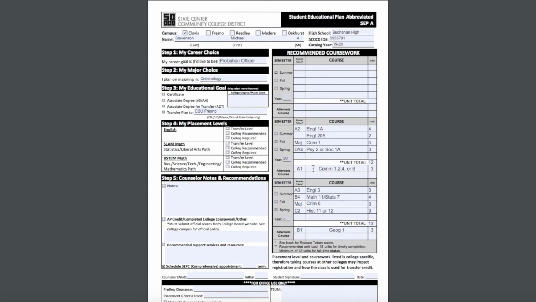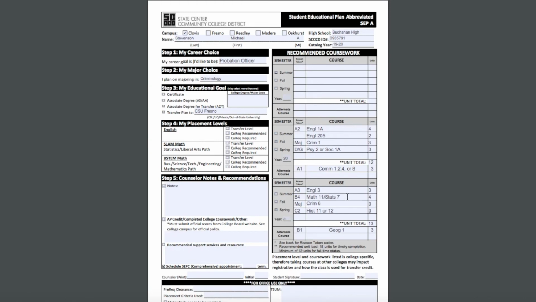And right below that, we see an alternative course, and it says Communication 1, 2, 4, or 8. So that's there in case a student can't get into maybe psychology or sociology. The student can then take a communications class instead. And down below, we have the spring courses.